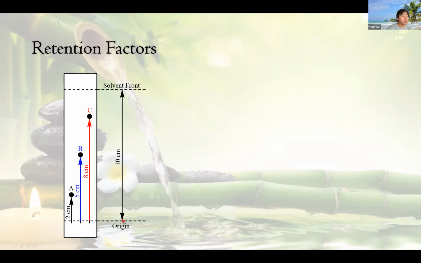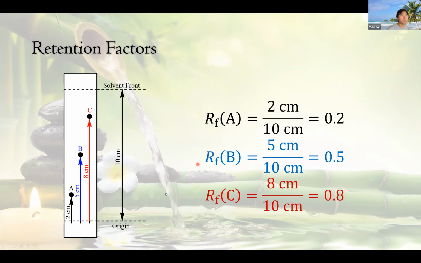And then we can just use a ruler to measure the distance from the origin. Let's say it's 10 centimeters, and here C is 8, then B is 5, A is 2. Then we can do a calculation. We call it RF. RF means retention factor. So for A, it's 2 divided by 10 equal to 0.2. Then we have 0.5 for B, 0.8 for C.